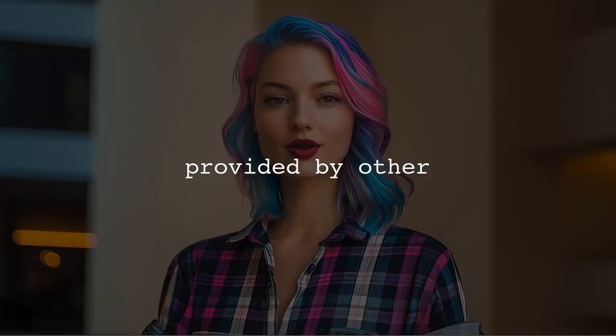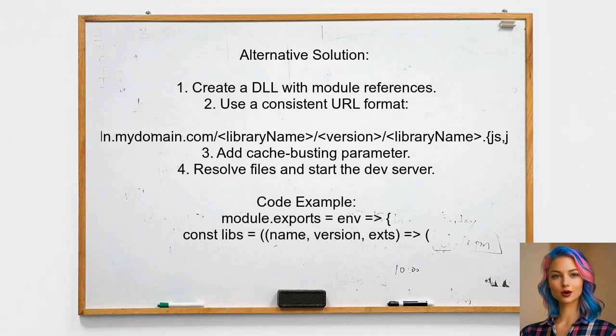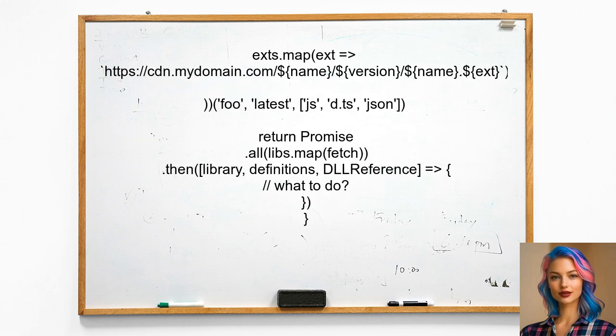Now, let's look at the answers provided by other users. An alternative approach suggests creating a dynamic link to a library hosted on a CDN. First, set up a DLL with a reference for the exported modules. Then, use a consistent URL format for accessing the library files, including a cache-busting parameter. Finally, resolve the files and start the development server.